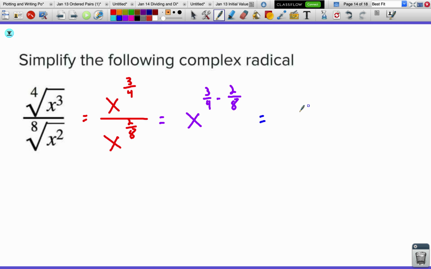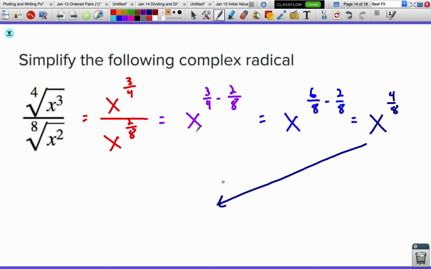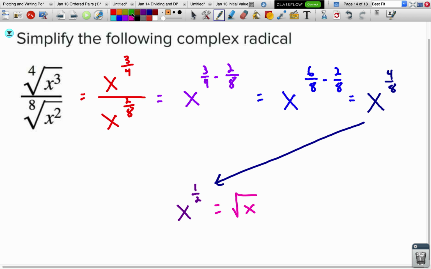All right, in order to subtract two fractions, you need a common denominator. So I'll turn that first fraction into a 6/8 minus 2/8. And now I can subtract them and I get 4/8, which can simplify, divide the top and bottom by 4, and we get x to the 1/2, which is equivalent to the square root of x, but again, it just depends on what we're going to do next, whether we want to keep it in exponential form or put it back into radical form.